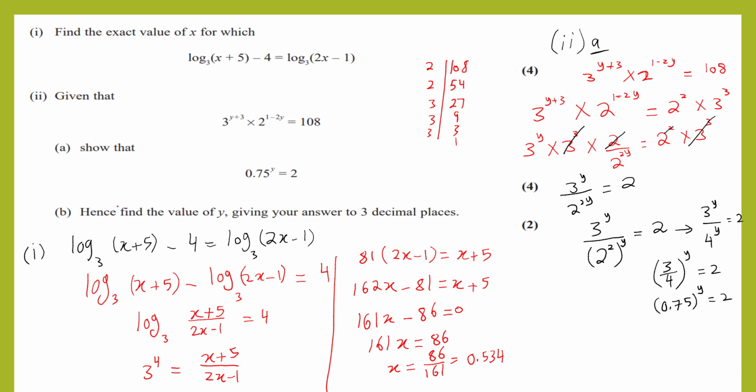Then part (b)(ii) says, hence find the value of y, giving your answer to 3 decimal places. Since I don't know what the power is, I will change this exponential form into logarithmic form. This is part b. So I'll change this, it will be log to the base 0.75 of 2 is equal to y. So we can just do this on the calculator.